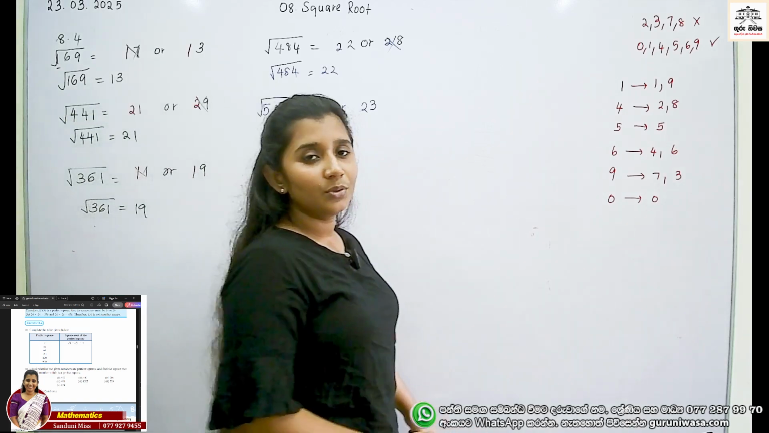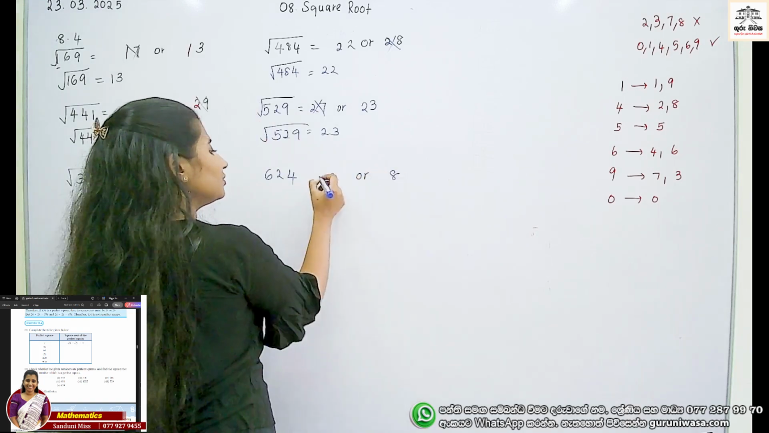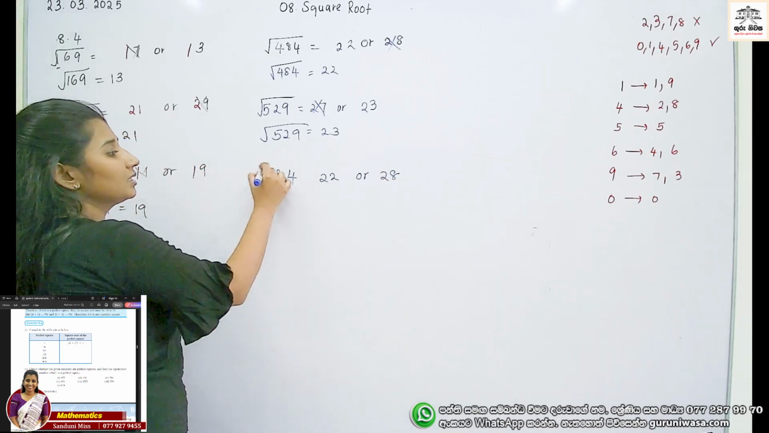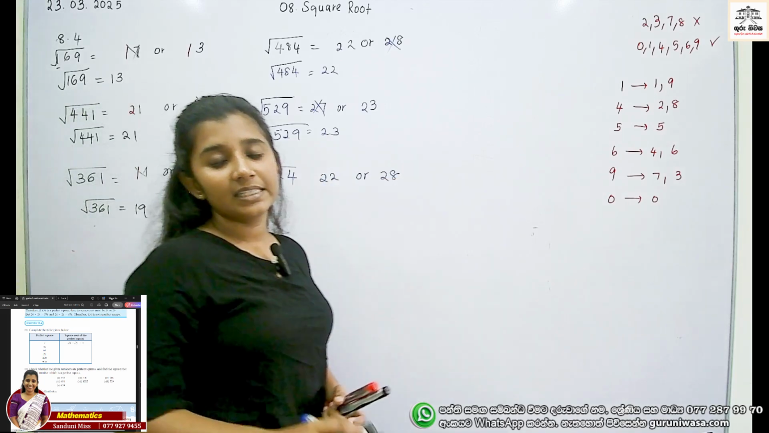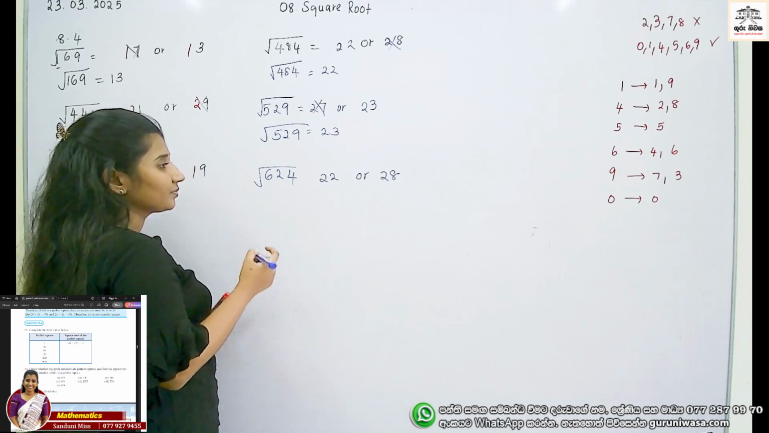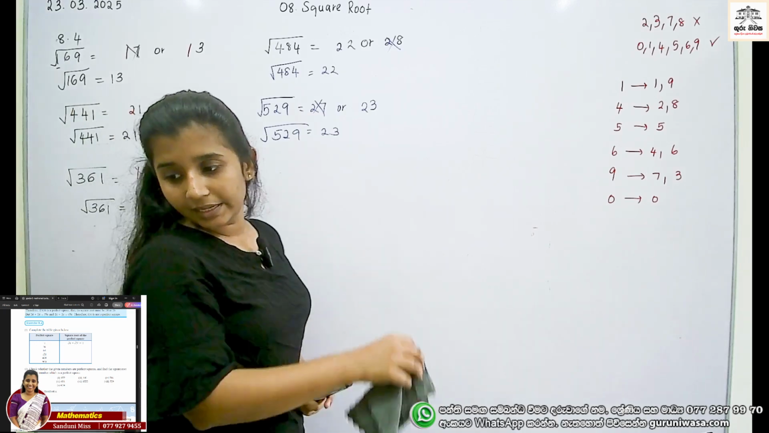624. 2 and 8. 4, you will be having 24 or 26, 28. But this is not 22 or 28. 624 is not a perfect square. Okay. Right. The next.